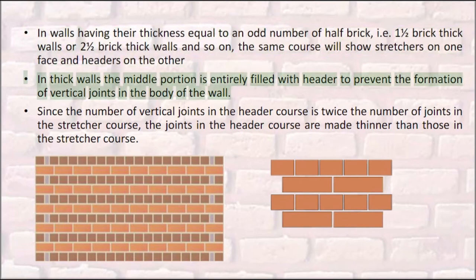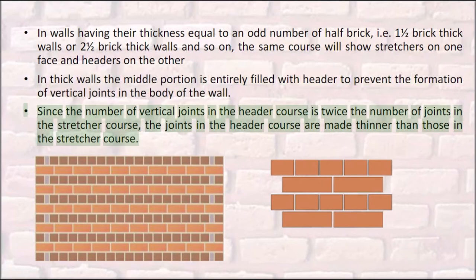In thick walls, the middle portion is entirely filled with headers to prevent the formation of vertical joints in the body of the wall. Since the number of vertical joints in the header course is twice the number of joints in the stretcher course, the joints in the header course are made thinner than those in the stretcher course.